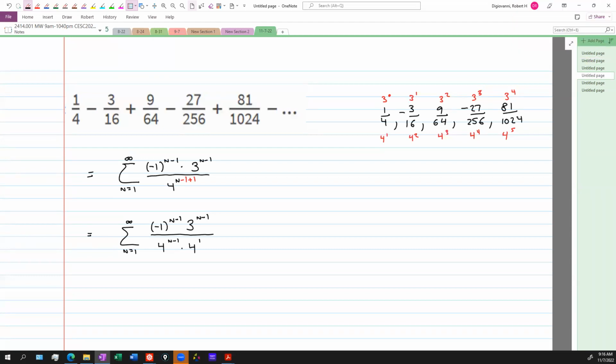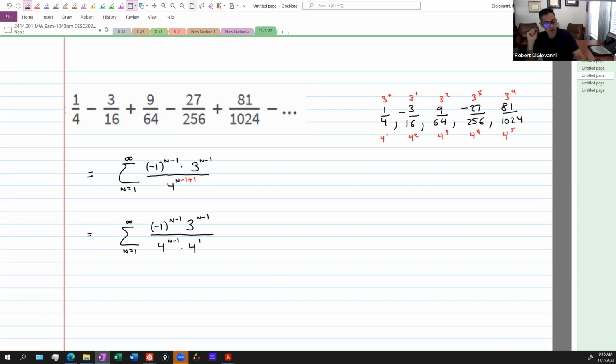Sir, so I have a question. You said you're using negative one to the N minus one, but if we'd used negative one to the power of N plus one, would that have still been okay? Yes. Okay. If you would have done that, though, you would have had to do this step.